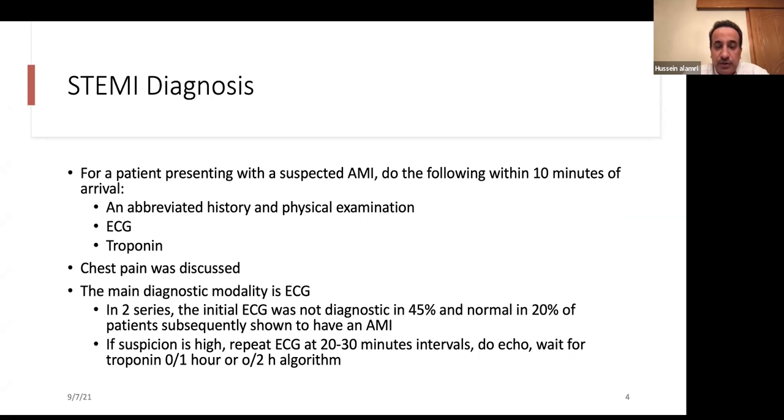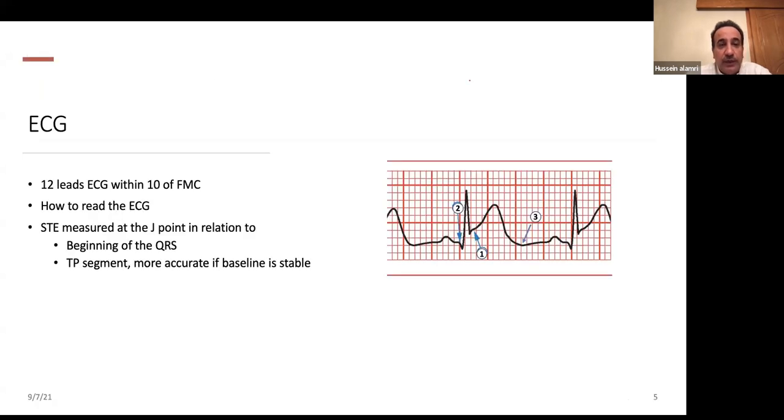If the ECG is showing ST elevation, then this is STEMI. If not, this may be a STEMI, and you have to do further testing. However, we have to know that the ECG is not diagnostic in 45% and may be normal in 20% of patients who have an MI later on echo or coronary angio. So if the suspicion is high, repeat the ECG at 20-minute intervals, do echo, wait for troponin, as we discussed last time, the algorithm of 0 and 1 hour, and 0 and 2 hours or 3 hours if you need to resort to that. So how to read the ECG?